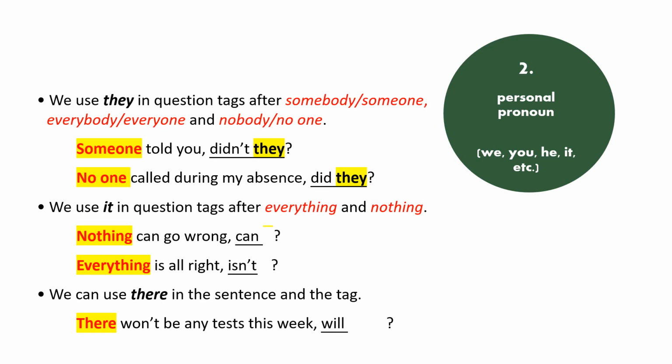For everything and nothing, we use it in the question tags. Nothing can go wrong, can it? Everything's all right, isn't it? We can use there in the sentence and the question tag. There won't be any tests this week, will there?